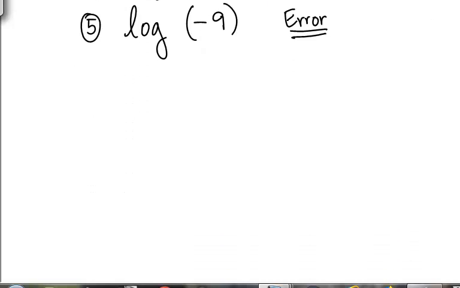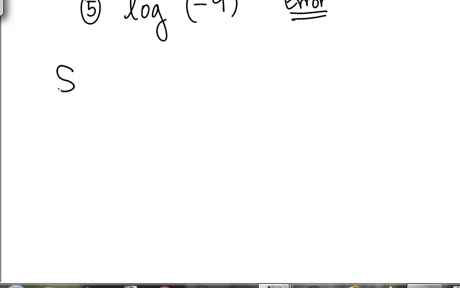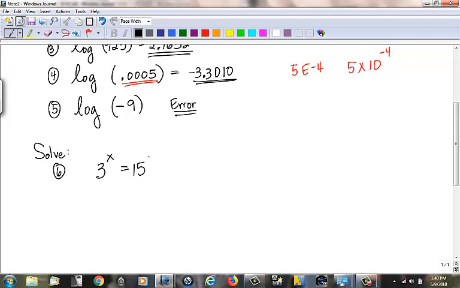Okay, the next and probably the main reason of this section is they will just ask you to solve. Say you get to 3 to the x power equals 15, and I want it to 4 decimal places. 3 to what power equals 15? Think about it. What's 3 squared? 9. 3 cubed? So it's got to be between 3 squared and 3 to the third.